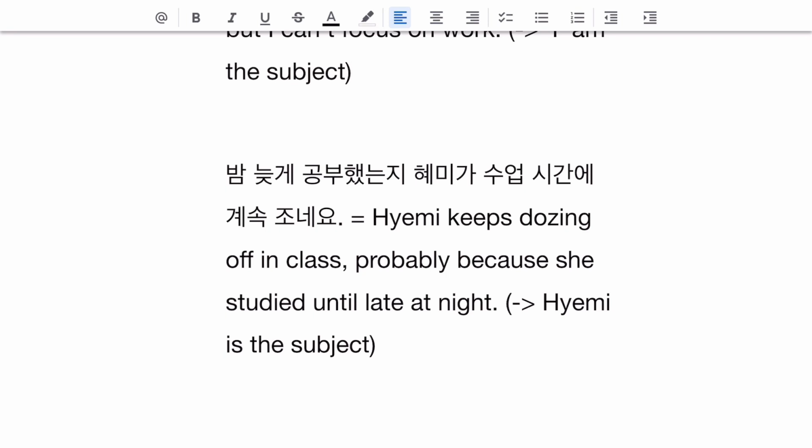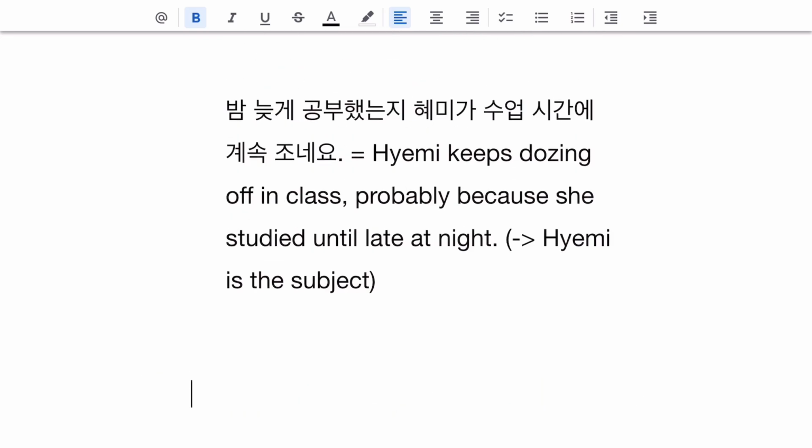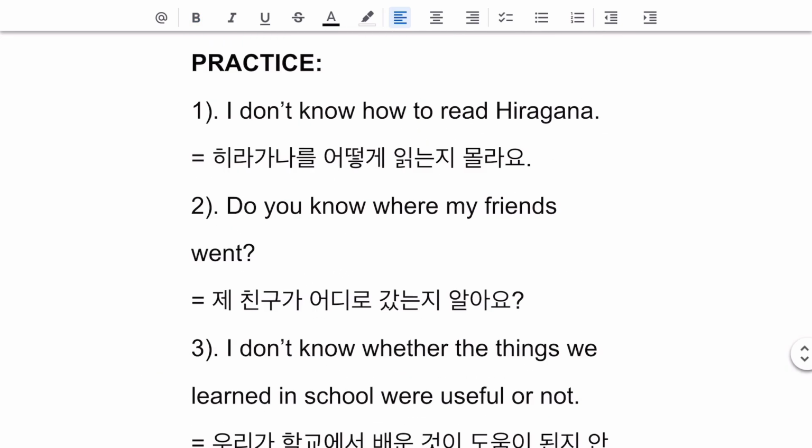So I am still the first person in the sentence. I'm the one who's noticing that Hemi is doing this. So Hemi is the subject, but I don't know for sure what's going on with her. So I'm just seeing her from across the room maybe and like she's probably because she's been studying late or something that she keeps falling asleep during the class, something like that. And then we'll be done.